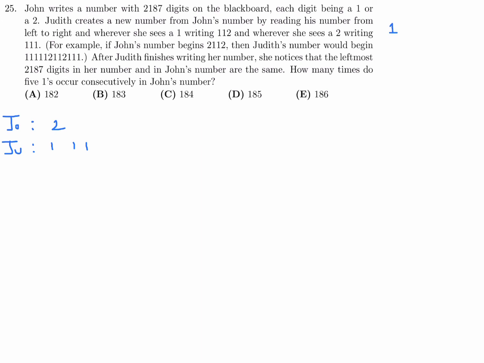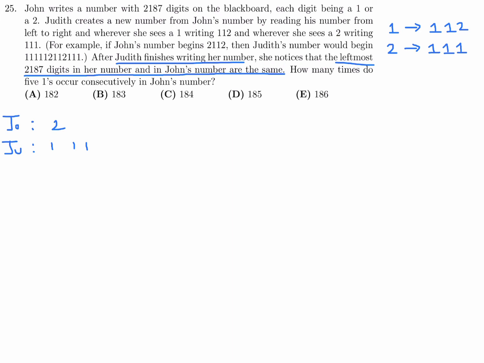When Judith sees a 1, she writes 1 1 2. When she sees a 2 in John's number, she writes 1 1 1. Okay? So 2 1 1 1, immediately this doesn't work. Why doesn't it work? Because of this sentence right here: after Judith finishes writing her number, she notices that the leftmost 2187 digits in her number and in John's number are the same.